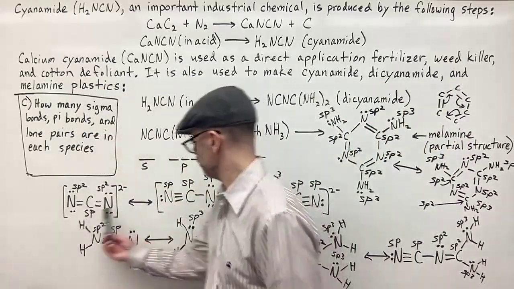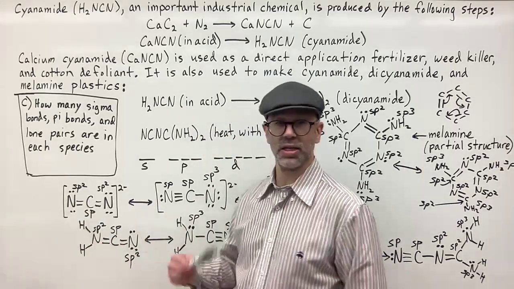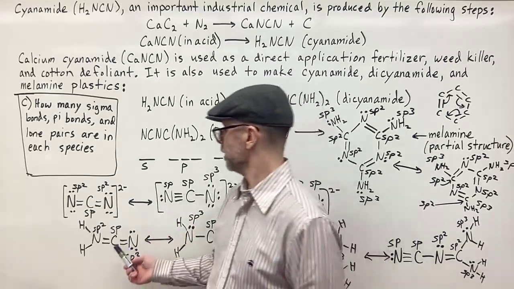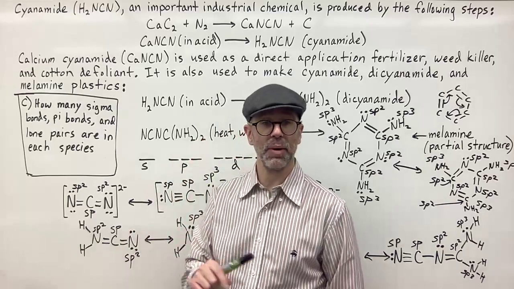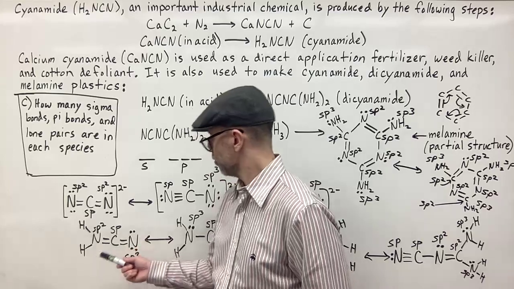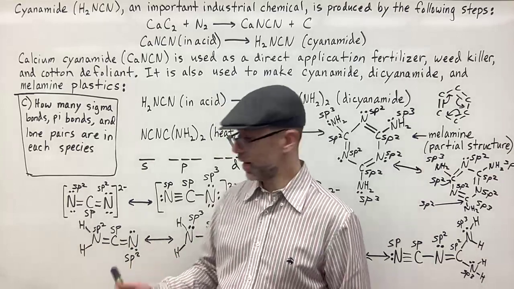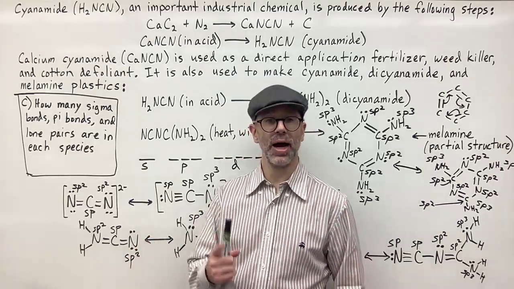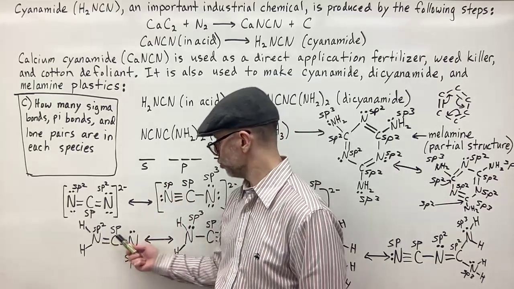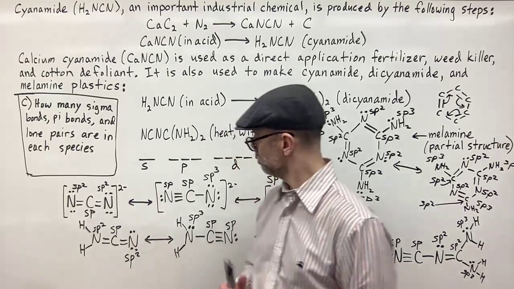Next, here for this one, the number of sigma bonds is just the number of bonds total, not counting double and triple bonds, right? So again, if you have a double bond, there's only 1 sigma bond there. So we have 1, 2, 3, 4 sigma bonds, right? Now for the pi bonds, we have 1 pi bond per double bond. So we have a pi bond here and a pi bond there. So that's 2 pi bonds. And then for the lone pairs, we have 1 and 2.